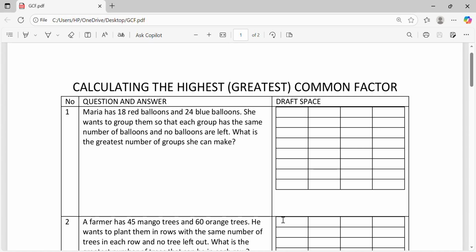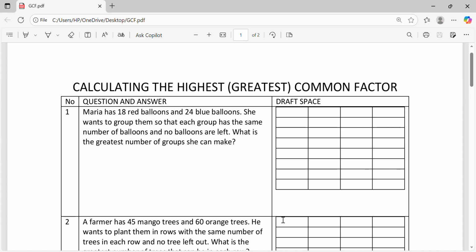Maria has 18 red balloons and 24 blue balloons. She wants to group them so that each group has the same number of balloons and no balloons are left. What is the greatest number of groups she can make?